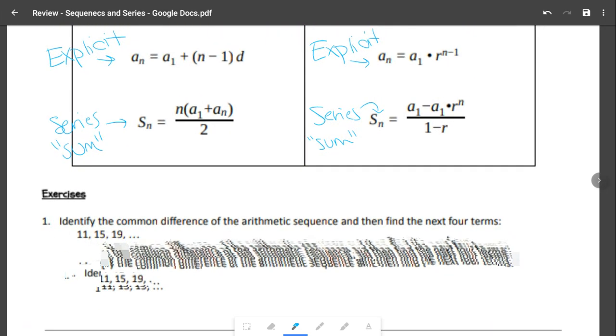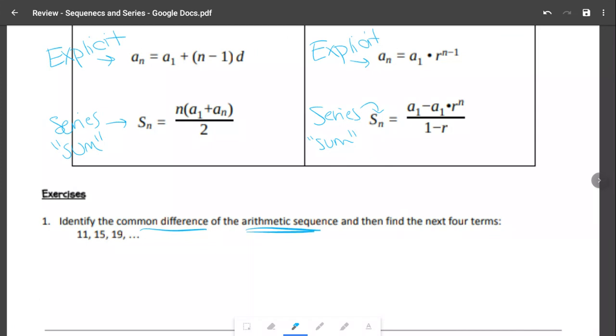So question 1, identify the common difference of the arithmetic sequence and then find the next 4 terms. So they're already telling us it's arithmetic, which means we are going to be adding as we go from one term to the next. And the common difference is what you are adding. So how do I go from 11 to 15 and then 15 to 19? Your common difference should be 4.